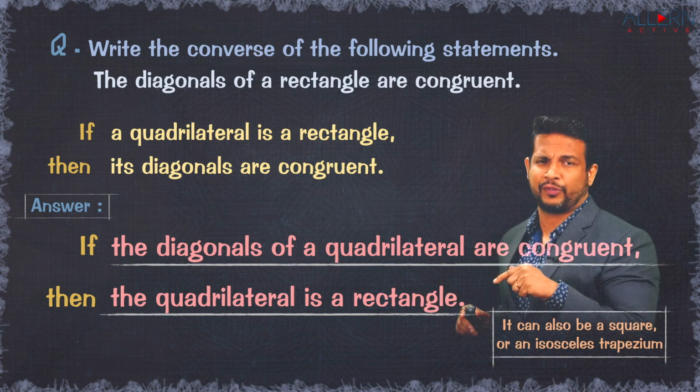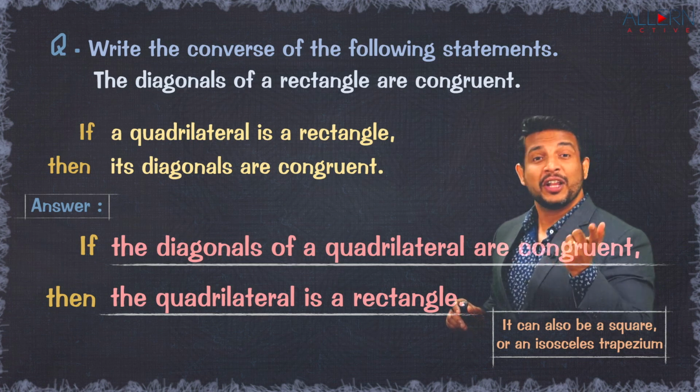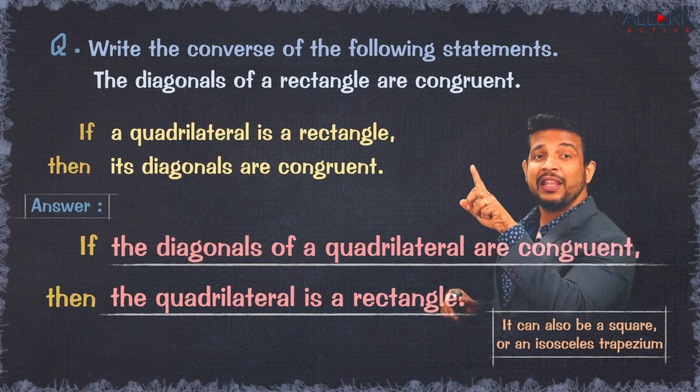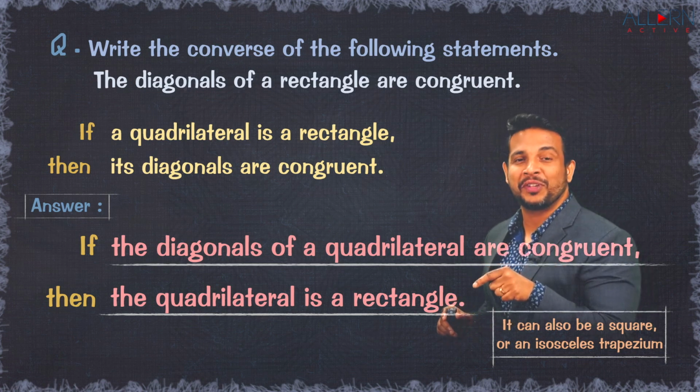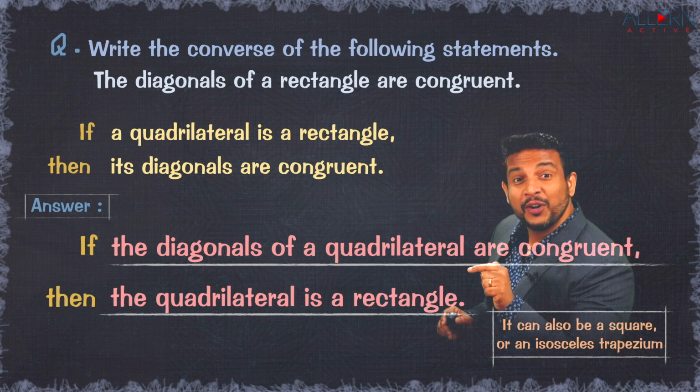That means this converse of the given statement is not true. We can write the converse of a statement. But as we learned earlier, remember, if a statement is true, that doesn't mean that its converse statement has to be always true. So here you can see the converse statement of this given statement is not true.